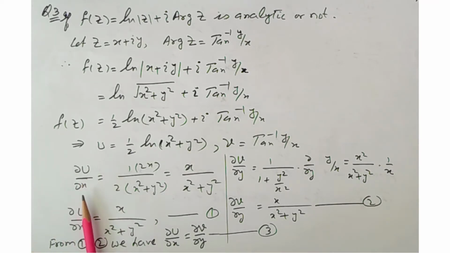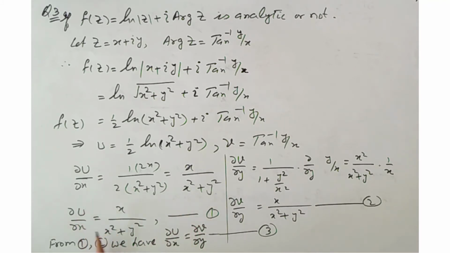Again we use the Cauchy-Riemann equations, partial u over partial x. We differentiate u with respect to x. The derivative of log of (x^2 plus y^2) equals 1 over (x^2 plus y^2), and the derivative of x^2 plus y^2 equals 2x, and y^2 is the constant term. So this becomes x over (x^2 plus y^2).